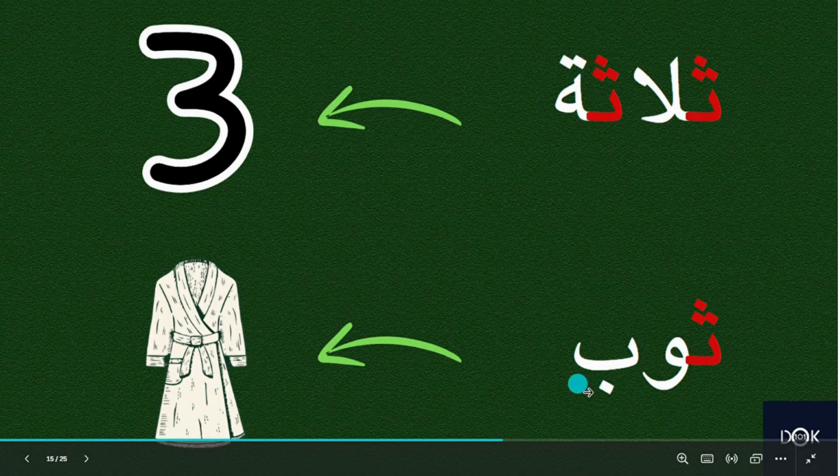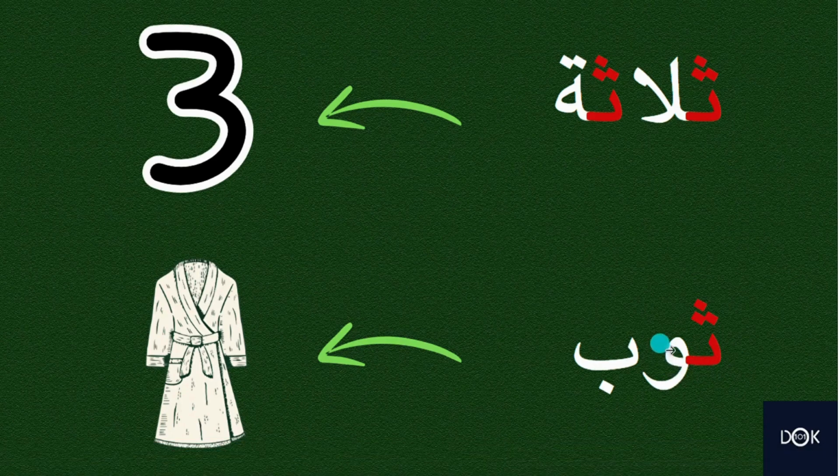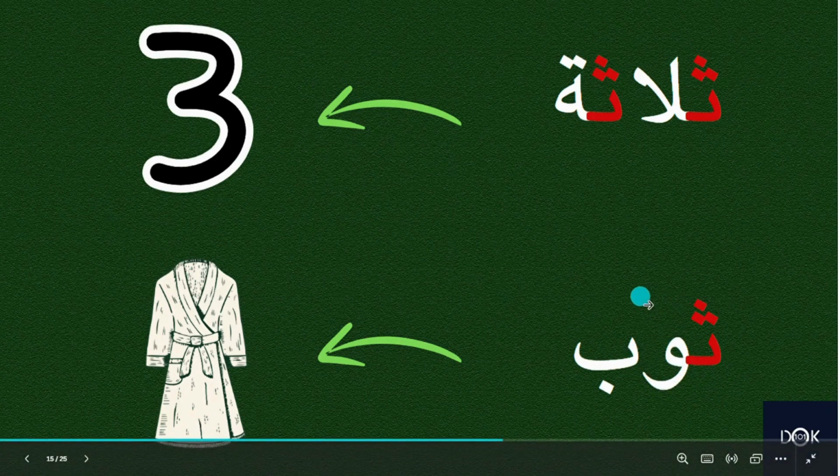The next example is thawb, thawb, which is a robe. Here, the letter again appears at the beginning of the word and it is attached to the letter next to it. That's it for the letter tha.